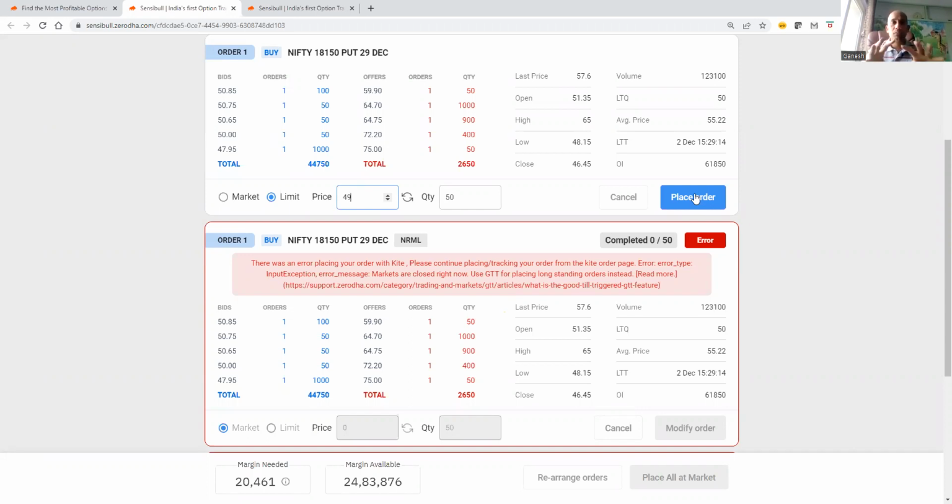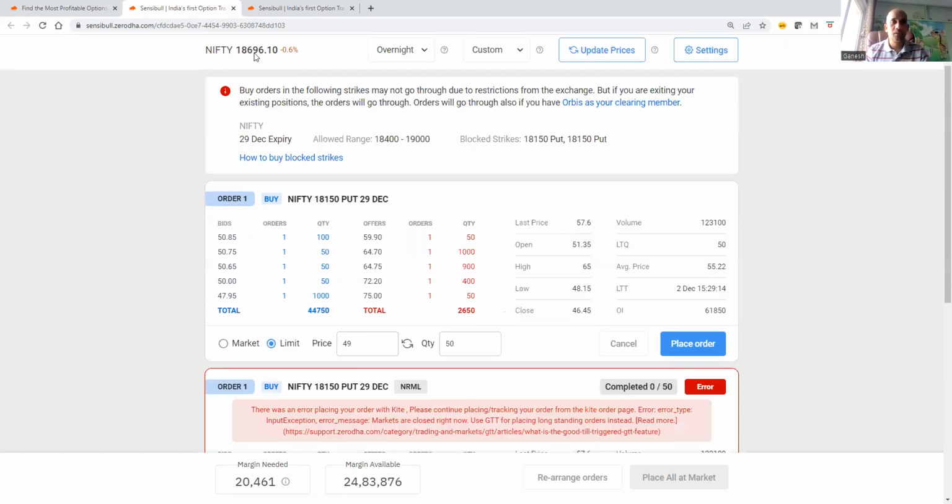So this is one page where you can see all your orders, the bid ask spread and their values, and also how the spot is moving. Here you can see the spot, and under that you can see the rest. Whatever basic parameters you should know before placing an order or after placing the order, all those parameters are available here.